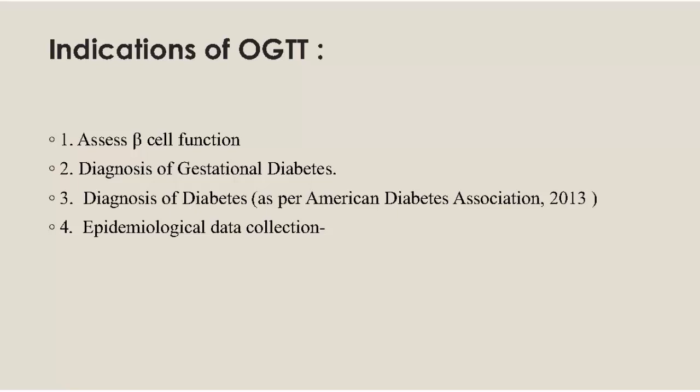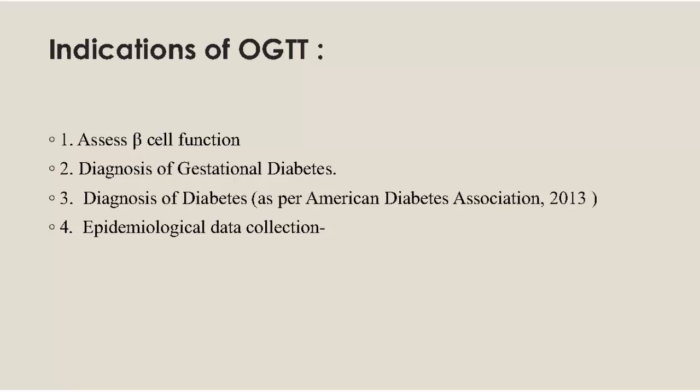Now, number 3 indication. This is the diagnosis of diabetes as per American Diabetic Association recommendation 2013. Number 4. Epidemiological data collection. Now, this is again research purpose for the community medicine people. When you go to the community medicine classes, you will understand it clearly. But for the time being, just remember epidemiological data collection is needed. For this reason, OGTT is also needed. Now, these are the 4 indications of OGTT.